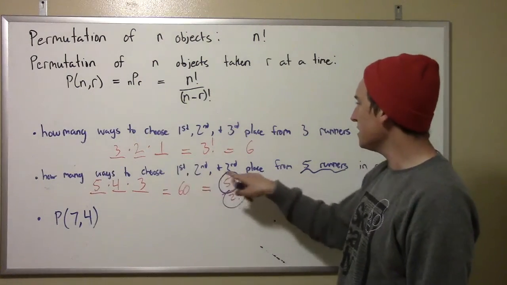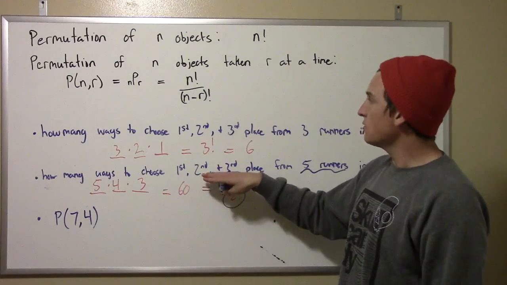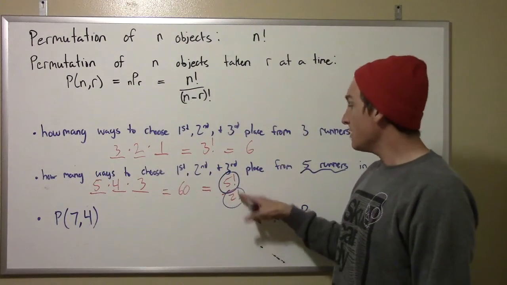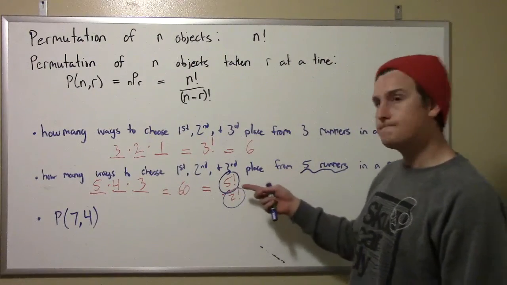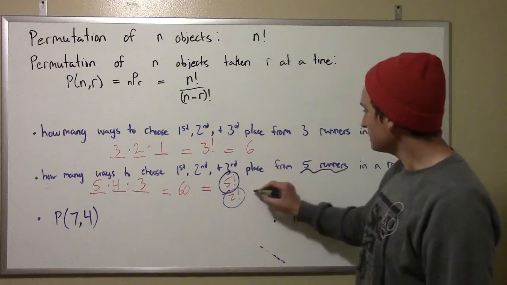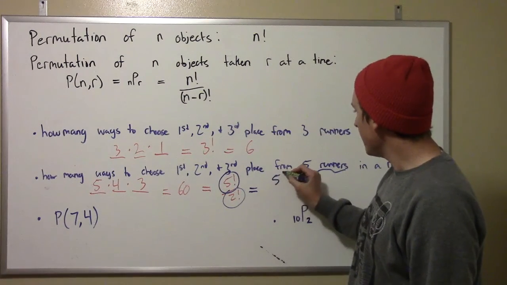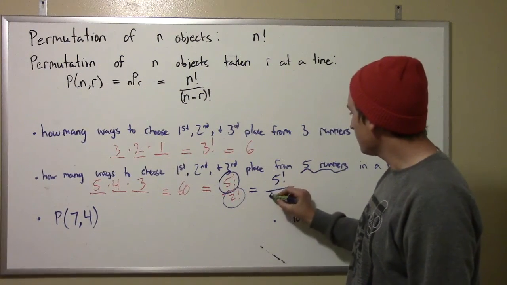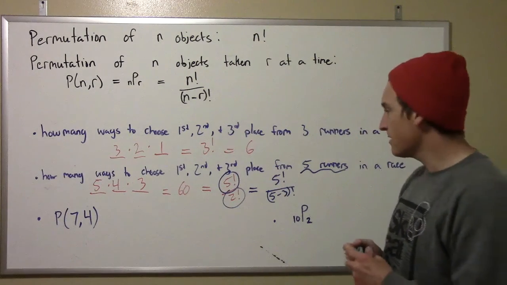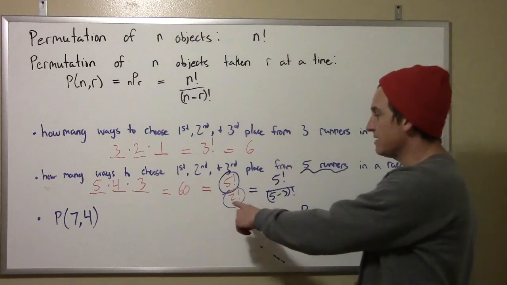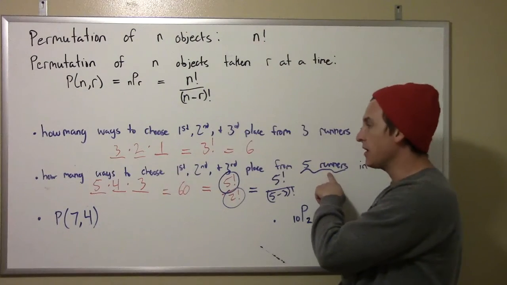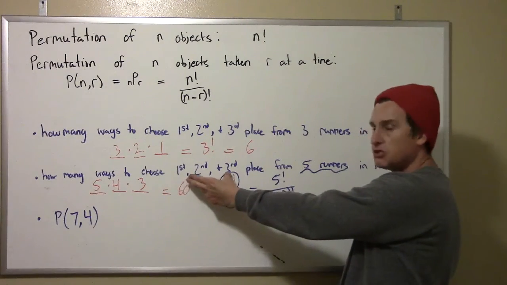Well, we have 3 things that we're choosing, right? So we're choosing 3 at a time, first, second, and third. Where does this 2 come from? Well, that's the difference between 5 and 2, right? So the idea is, another way to write this is 5 factorial over 5 minus 3 factorial. In other words, where does this 2 come into play? The 2 is the difference between the number of things I have to choose from and the number of things I'm going to choose.